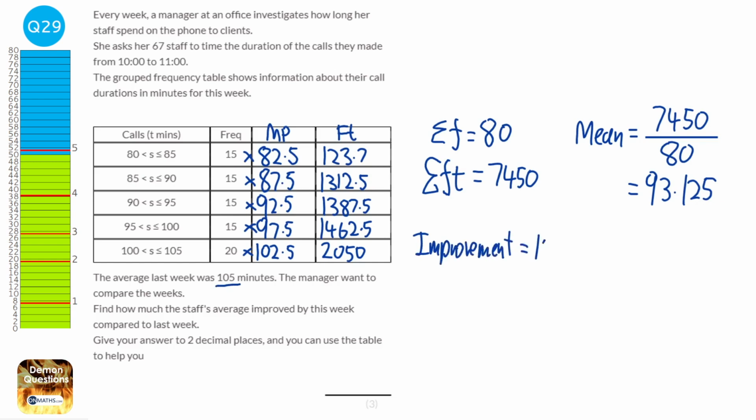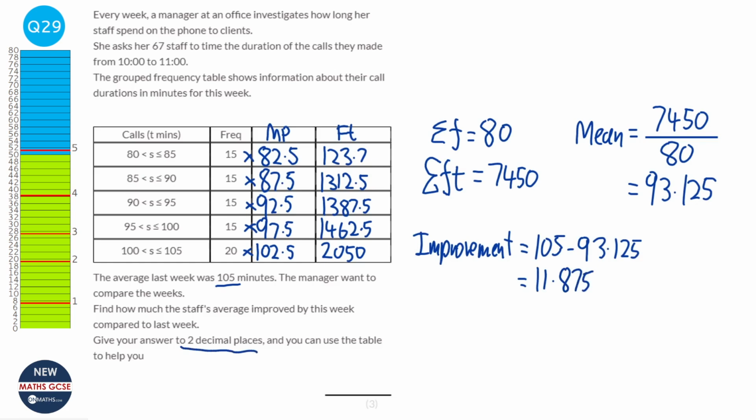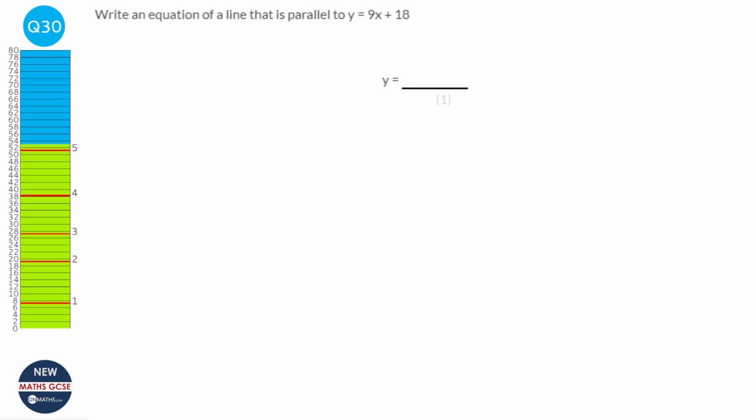And we're going to do 105 take away 93.125, and that's going to be 11.875. Now it does ask for 2 decimal places, so that will be 11.88.